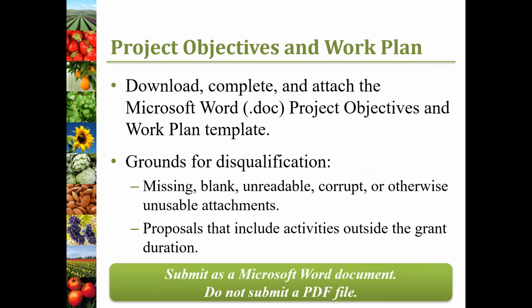The project objectives and work plan attachment is where you will identify the main goals that the project is seeking to accomplish. You must download the project objectives and work plan template, fill in your information and save it to your computer, and then upload it to your grant proposal application using the Attachments tab in FAST.